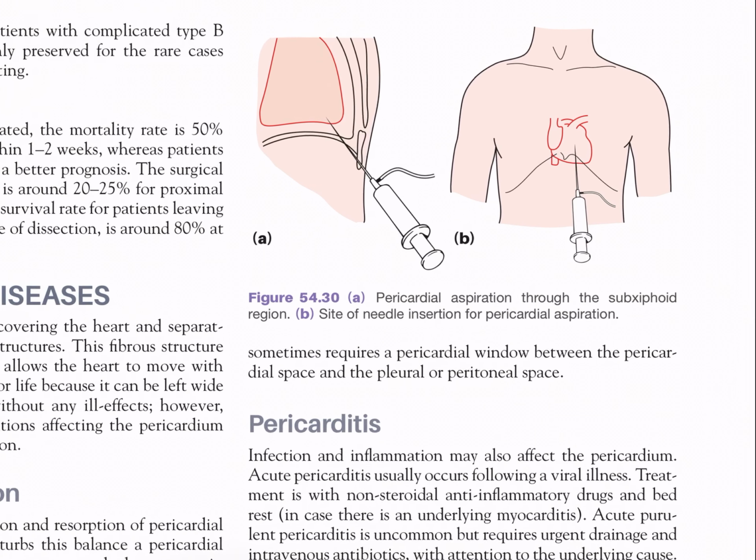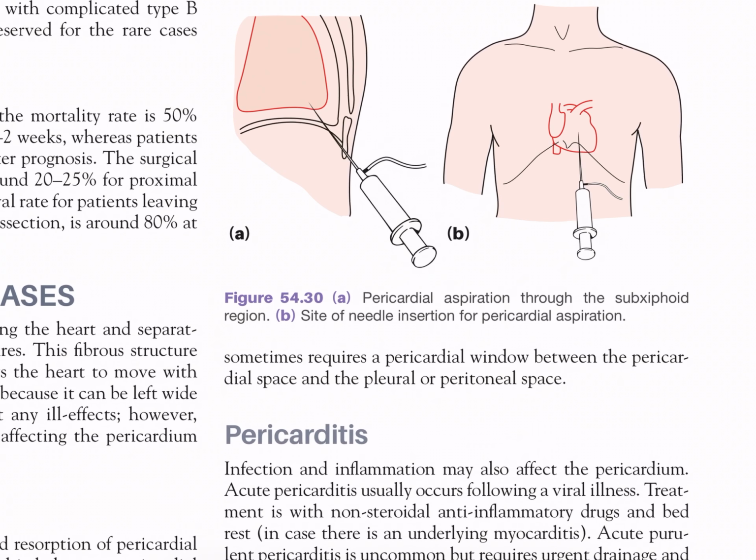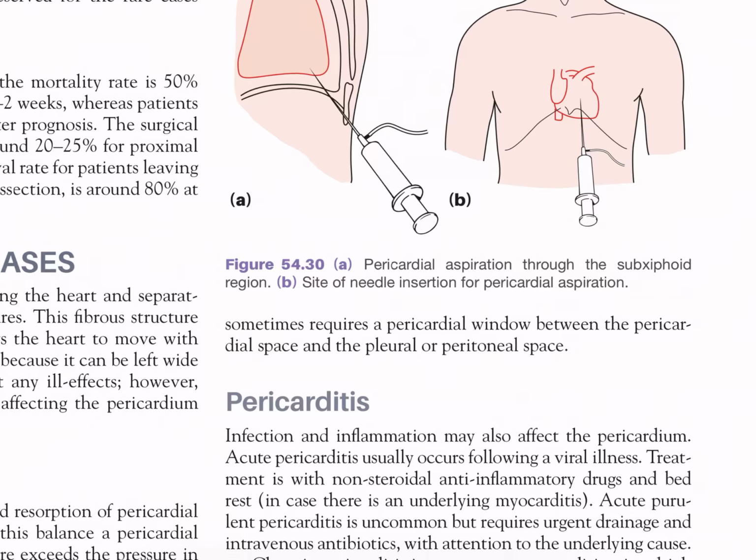So, in figure 54.30, we can see in diagram A, pericardial aspiration through the subxiphoid region is being done, and in B, the site of the needle insertion for pericardial aspiration is shown, and it has been connected to an ECG wire to detect when it touches the heart.